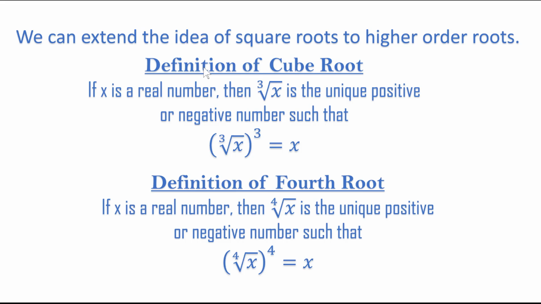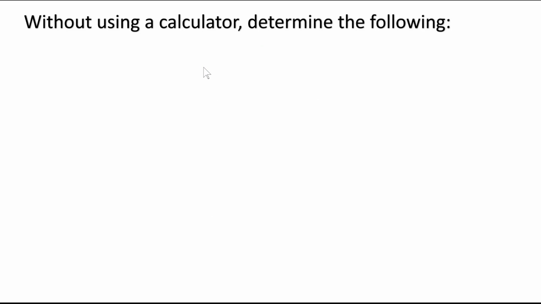So this can go on: 5th roots, 6th roots, and so on. They all have that same basic definition. It's the number you multiply by itself a certain number of times to get whatever number is under the radical. All right, so without using a calculator, determine the following.